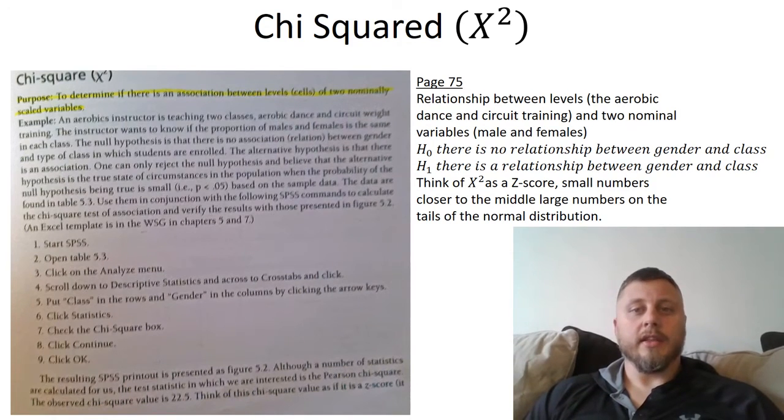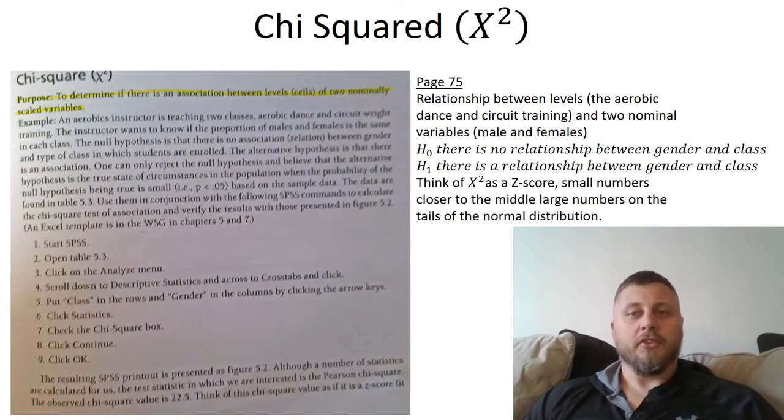Here you can see chi-squared is basically used to determine if there's a relationship between levels of nominally scaled variables. So here we're looking at a couple of things. We're looking at the different classes, which are aerobic dance and circuit weight training, and then the nominally scaled variables, which are male and female, males versus females.